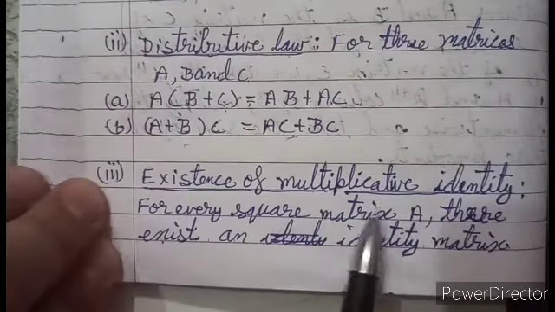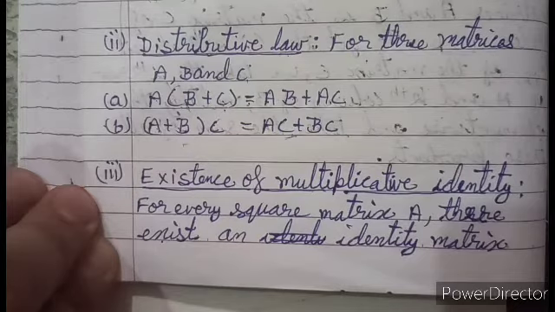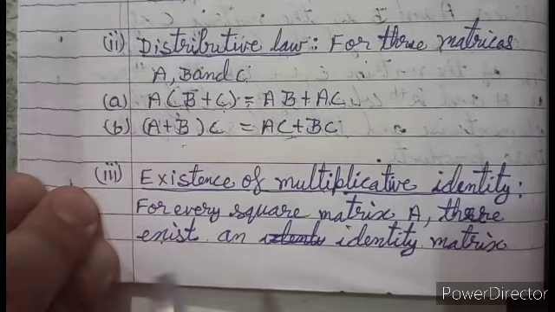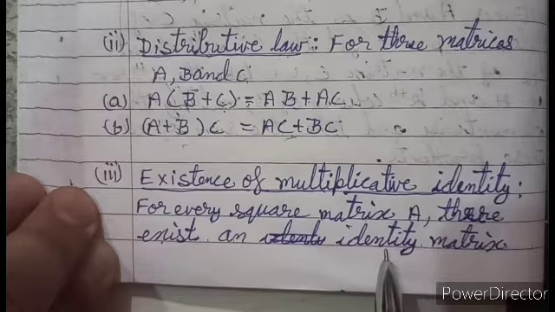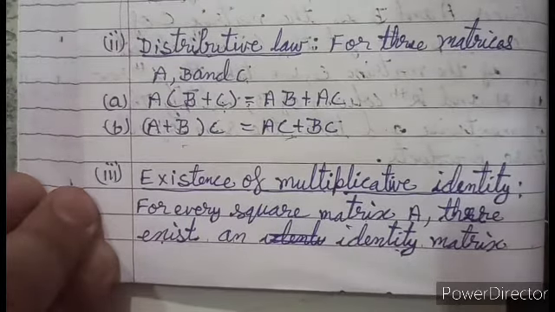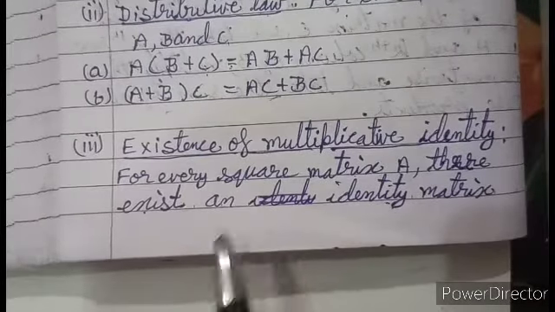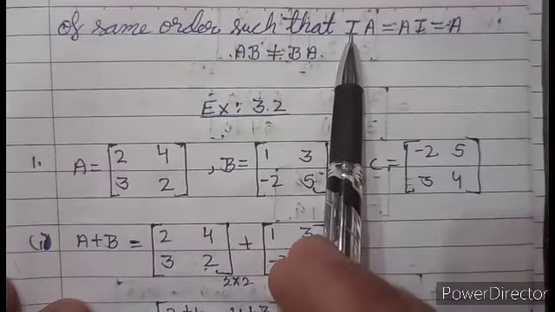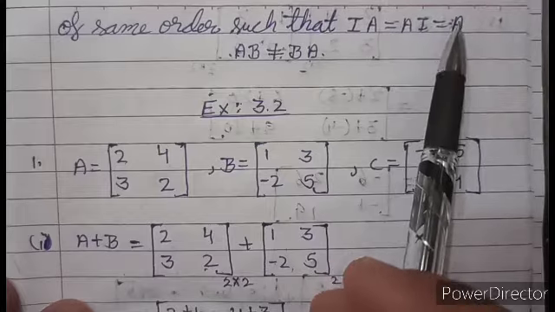Existence of multiplicative identity. Now in order to find the multiplicative identity, we should always keep in mind that multiplicative identity exists only for a square matrix. For every square matrix A, there exists a multiplicative identity, or we can say for every square matrix A there exists an identity matrix of the same order such that I into A is equal to A into I is equal to A.